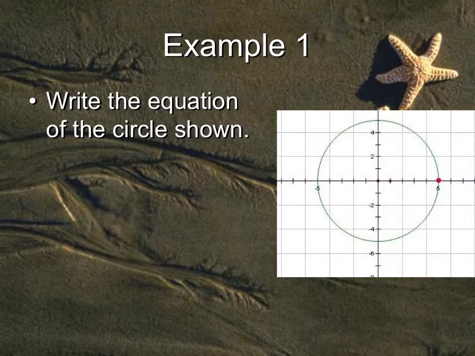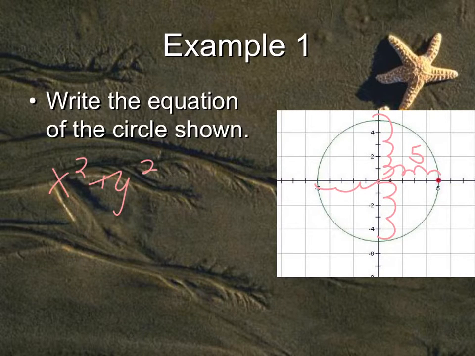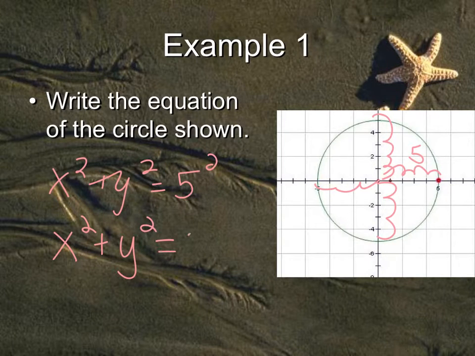So this says write the equation of the circle shown. Where's your center? 0, 0. What's your radius? 5, right? From the center to any of the 4 corners. So you can go north, south, east, west. You want to count directly up, to the right, down, or left. Either way, because radii are all the same, you should count 5. So x squared plus y squared equals 5 squared. And then just take it to the next step. X squared plus y squared equals 25.